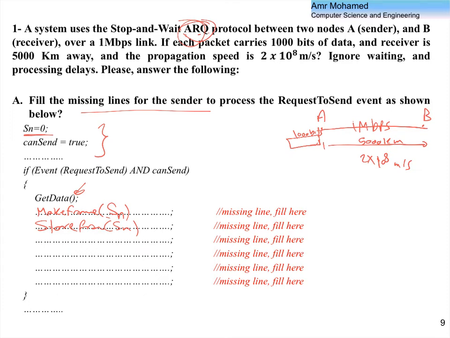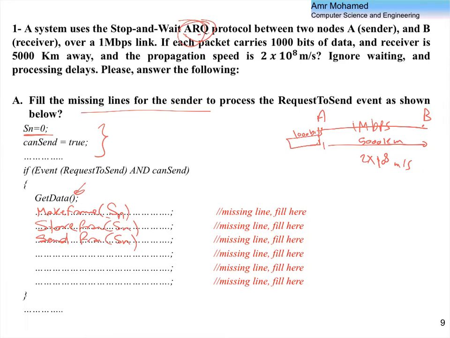Right. So now we can send the frame. Okay? Anything before that? No, that's it, we can send the frame. Once we send the frame, purge happens when we receive the acknowledgement. That's not part of this event. It's not part of this event.